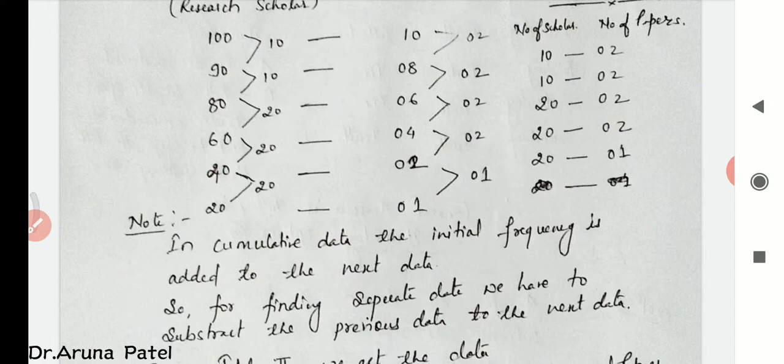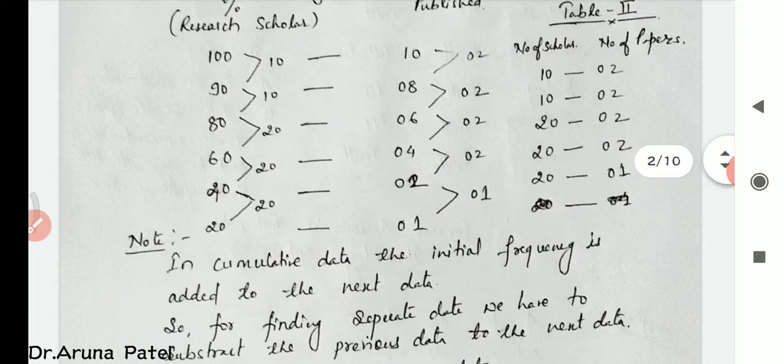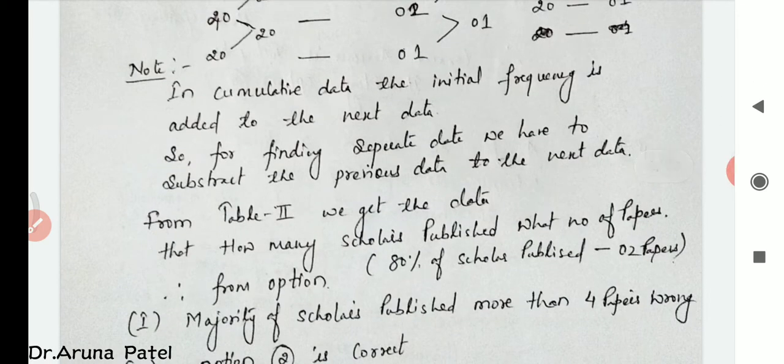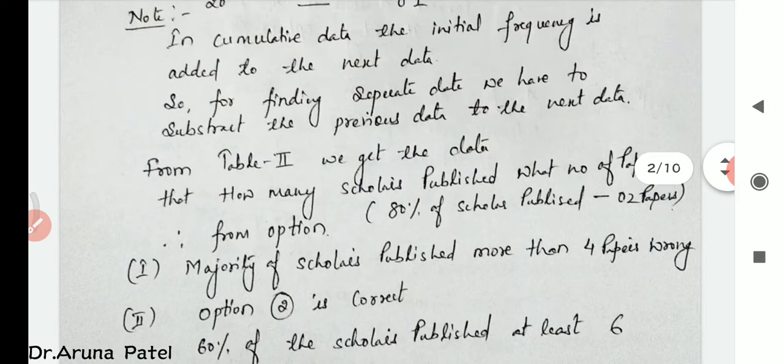So 20 scholars published again. You have to subtract the research scholars, and the same on the right side you have to subtract the number of publications, so you get one publication. Similarly, 60 minus 40, you get 20 scholars and 02 papers. Similarly, 80 minus 60, you get 20 and 02 papers, and in the same way you get the data. So from table 2 we get the data on how many scholars published what number of papers.